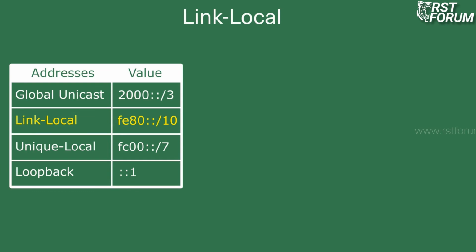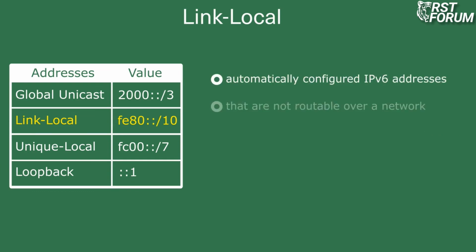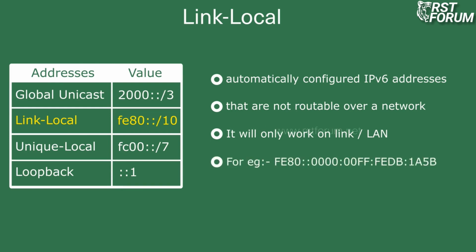Link local addresses are automatically configured IPv6 addresses that are not routable over a network. They are designed to communicate only on the link. You can identify a link local address because it has a prefix of FE80::/10. This means the link local address will always start with FE.